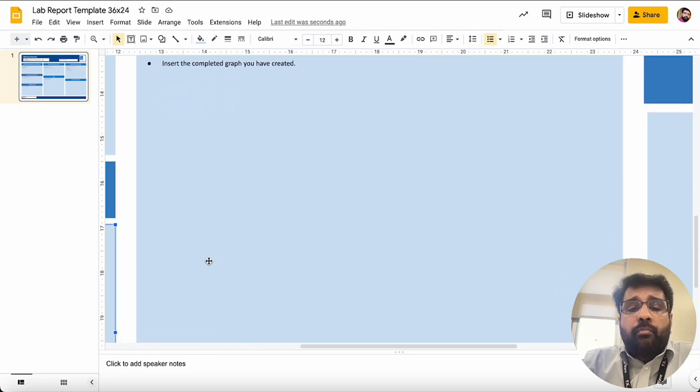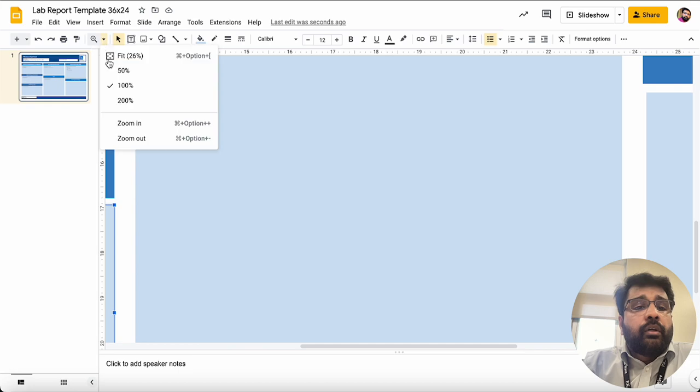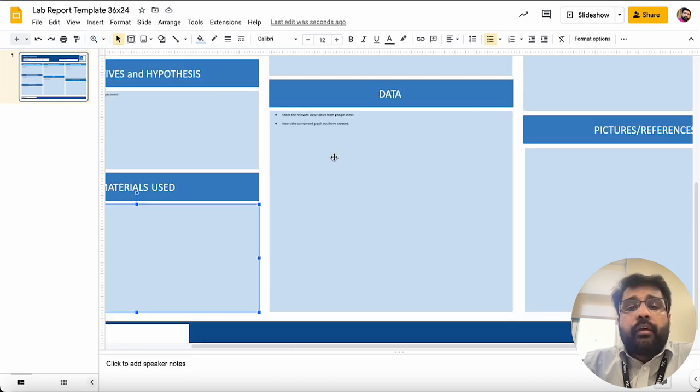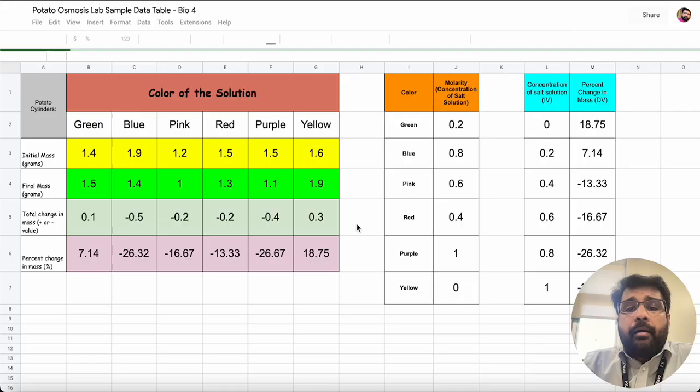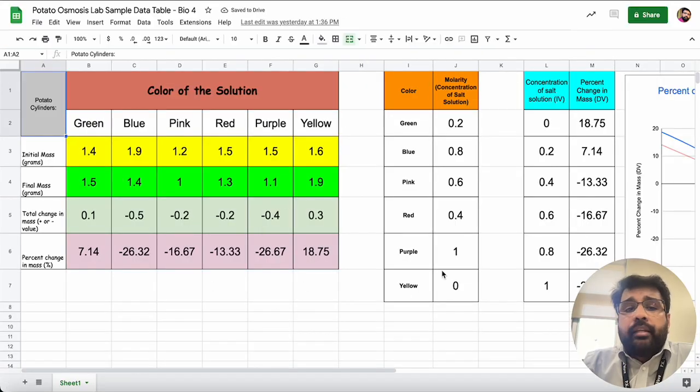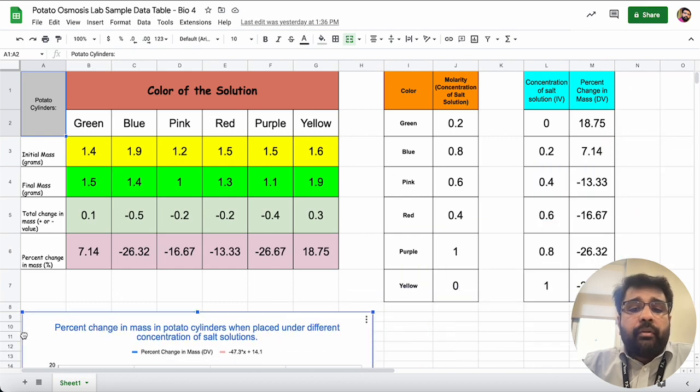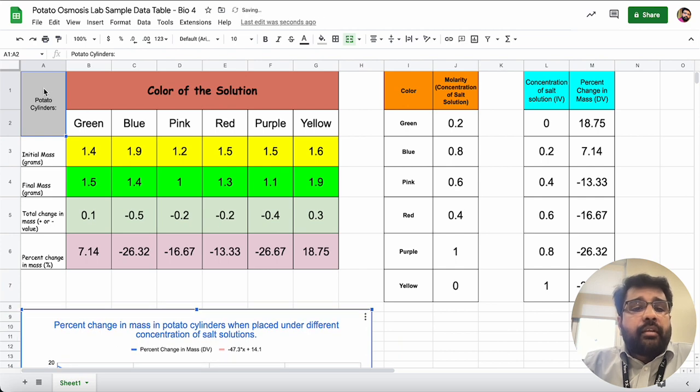Now this is the most important part of the experiment, which I'm gonna zoom down a little bit. So here you go, the data. So this is where you're going to place all the data tables. So let me quickly show you that. And these are three data tables. This is a sample data table anyway. This may not be yours, so I'm just using one of the samples. And this is sample data table 1.